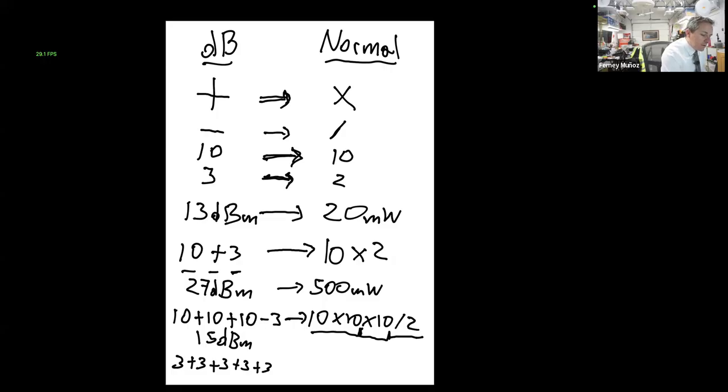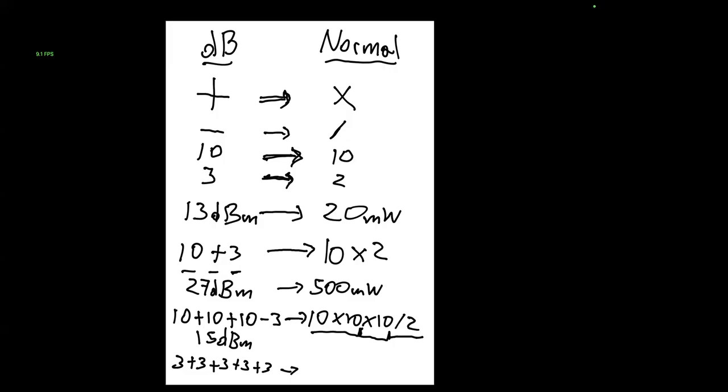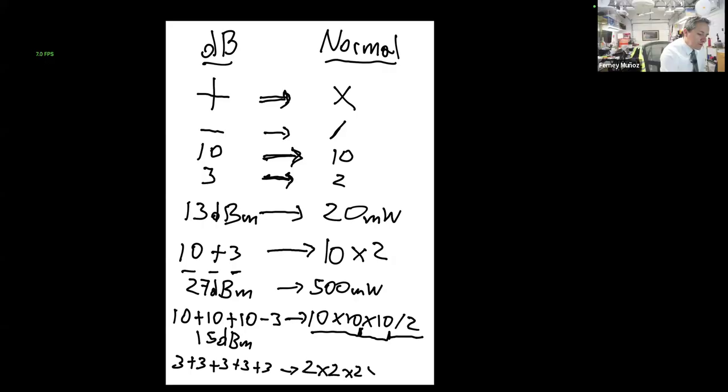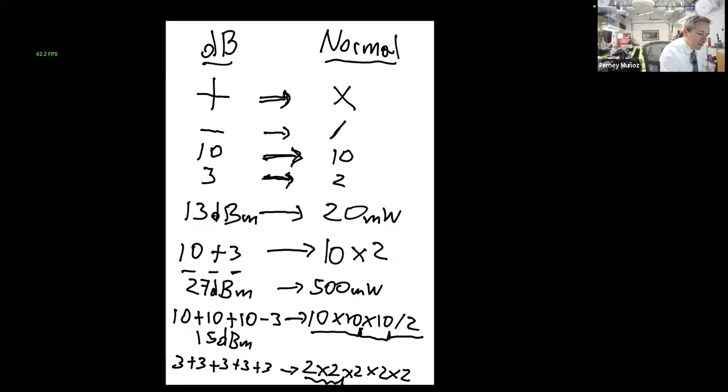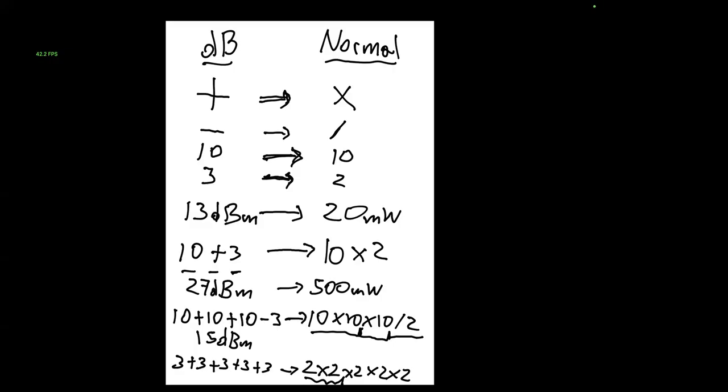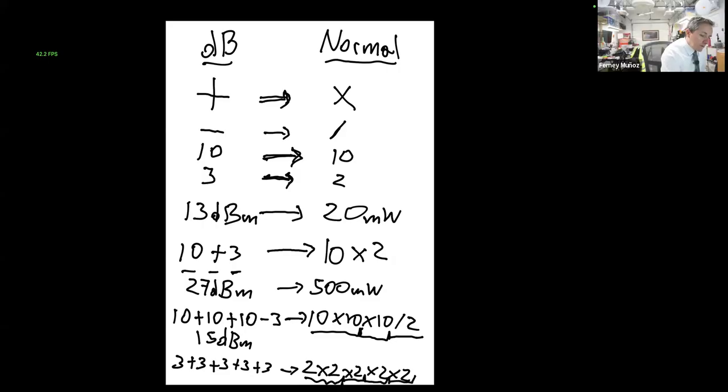Okay, what does this then become on the other side? 2 raised to 5. 2 times 2 times 2 times 2 times 2. Okay, so 2 times 2? 4. You have to go one step at a time. 2 times 2 is 4, times 2, 8, times 2, 16, times 2, 32. 32 milliwatts. This is pretty easy.